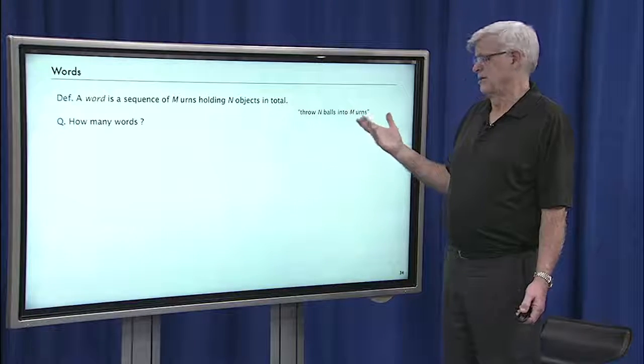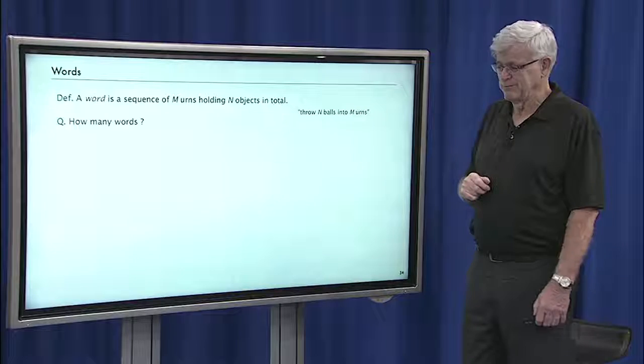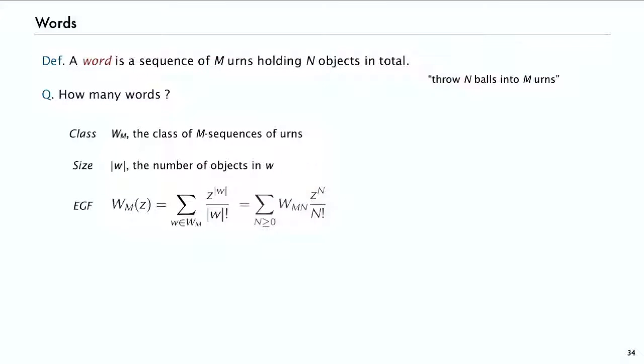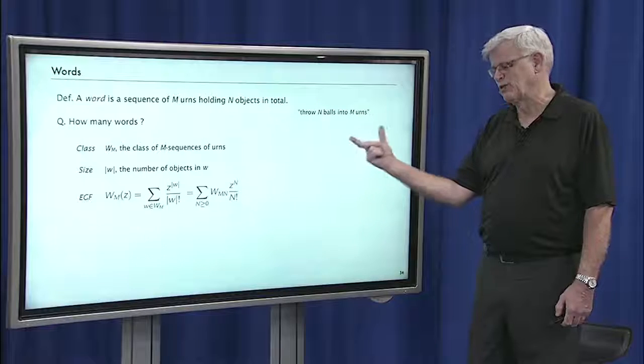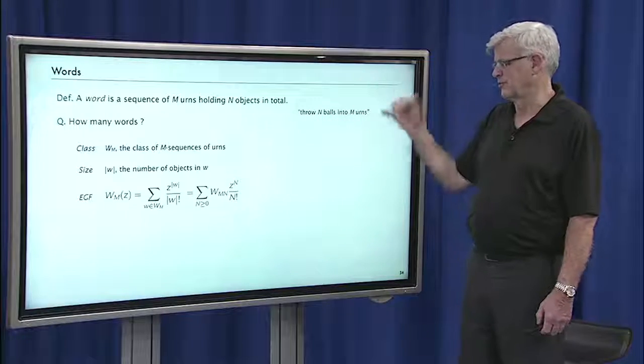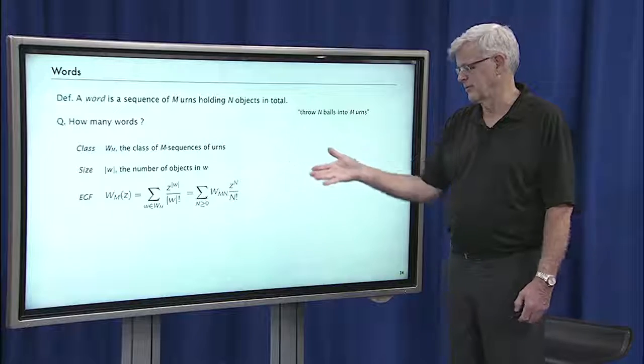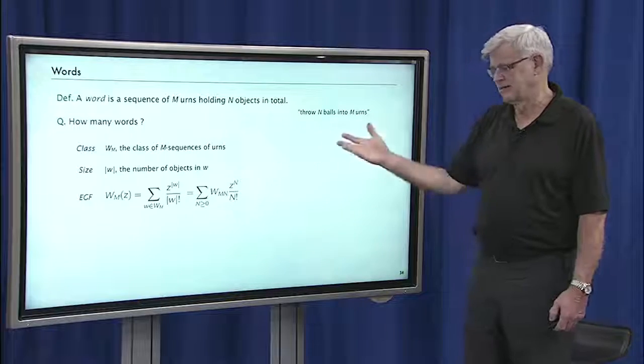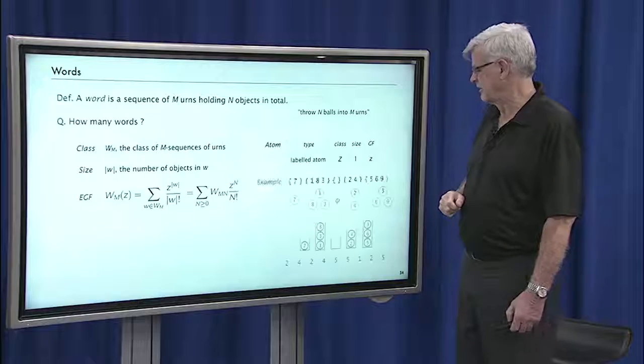So how many words are there? Or if you throw n balls into m urns, how many configurations are there? Well, you can tell by the language that I'm using that this is going to be very simply described with a symbolic method. So we'll call the combinatorial class W sub m. So we have a sequence of m urns. And then the size function is just the total number of objects. And so the generating function is straightforward from the definition.